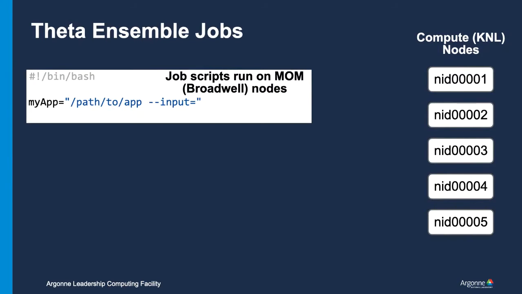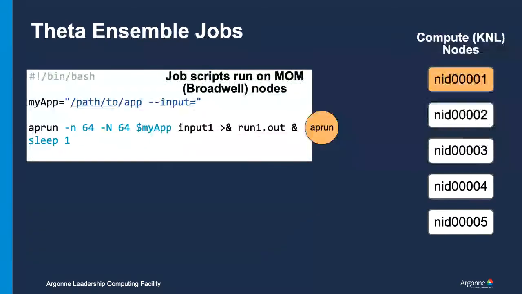So here, the first apprun command launches a single node job with 64 ranks, one for each core on the KNL. We launch with our first hypothetical input argument and ensure that all the output is directed to a file called run1.out. And notice this trailing ampersand here is very important, which places the apprun process in the background, and then we sleep for 1 second.